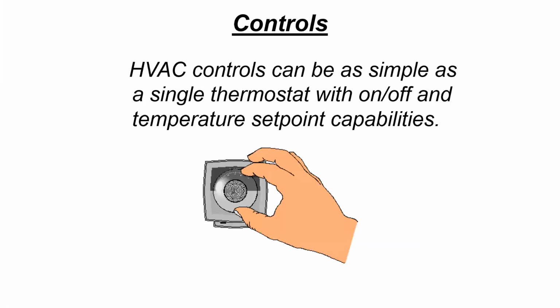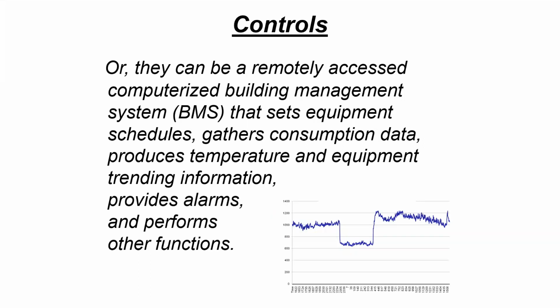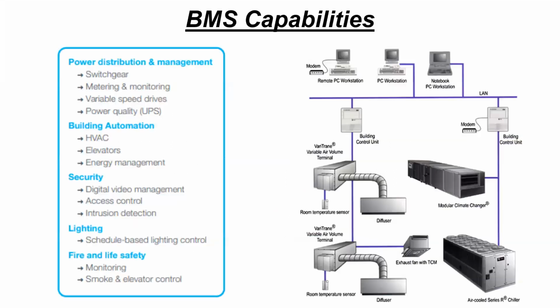In terms of HVAC, in the past, of course, control could be as simple as using a thermostat and a set point, or it could be more and more sophisticated by using a remotely accessed, computerized building management system. We can trend the data, we can analyze it, we can set alarms, and we can work based on the information.